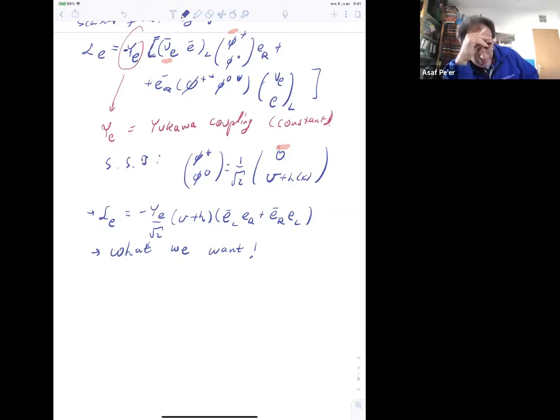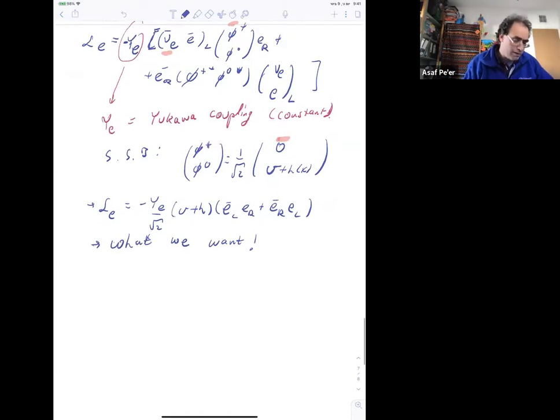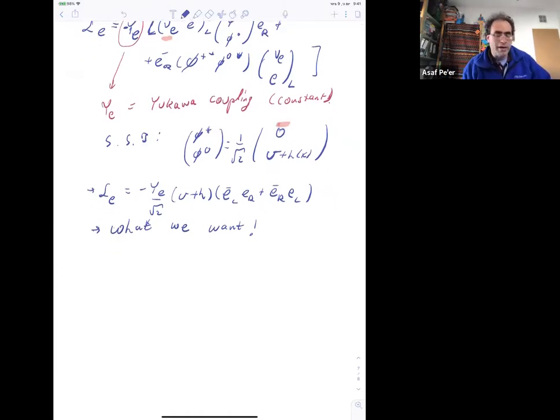Now, two comments. The Yukawa coupling is not something which is predicted by the Higgs mechanism. We don't know what it is. There's no way to know it. The way is to ensure that it's consistent with observations. Since we know the electron mass, we simply write down that Y_e is square root of 2 m_e over v, to be consistent with m_e.